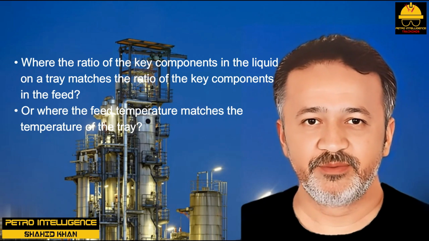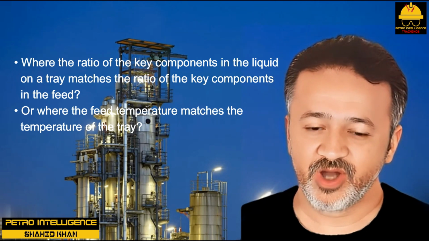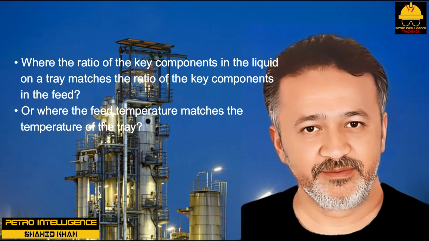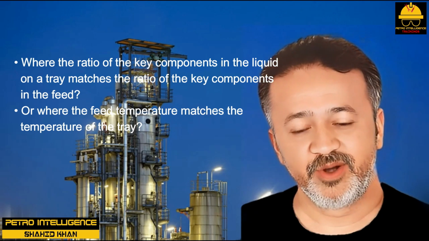In multi-component distillation, the ratio of the key components in the feed will typically not coincide with the ratio of the key components in the liquid on the tray, even though the tray temperature is the same as the feed at its bubble point temperature. So, the question is, which of the following two criteria should be used to determine the feed tray location? Where the ratio of the key components in the liquid on a tray matches the ratio of the key components in the feed? Or where the feed temperature matches the temperature of the tray? You should identify both possible locations and then locate the feed nozzle halfway between the two options.